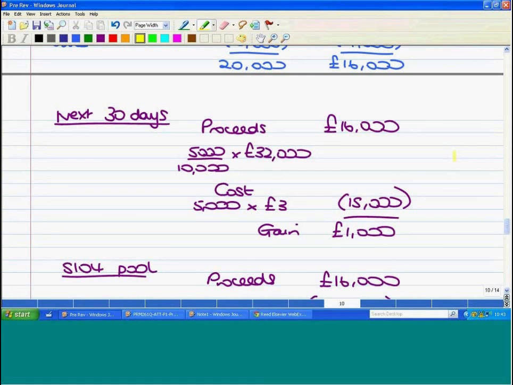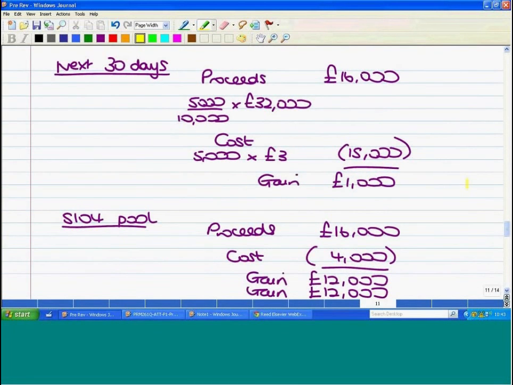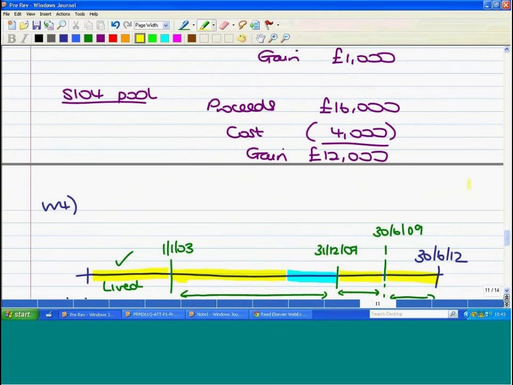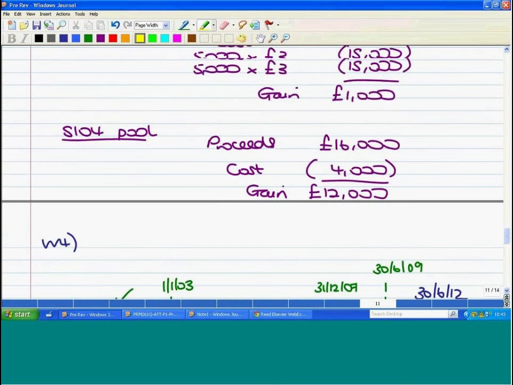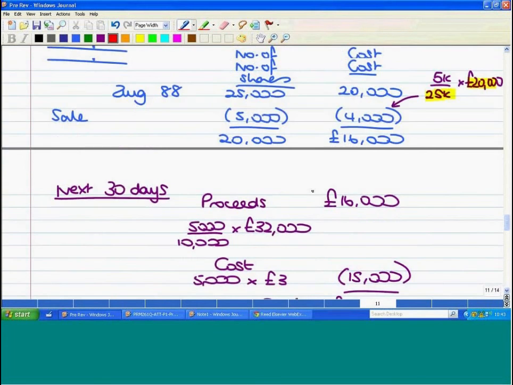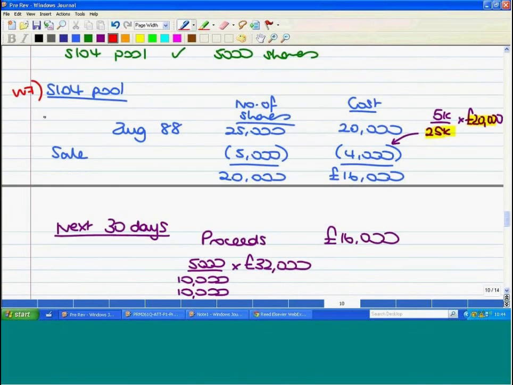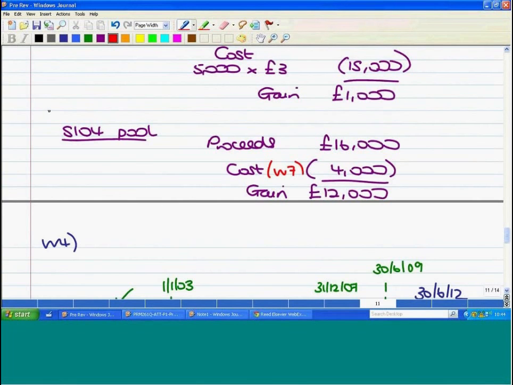So that's my first disposal, proceeds less the cost. Now the Section 104 pool gain: again, the same amount of proceeds because I was disposing of 5,000 from the next 30 days, 5,000 from the pool. And I've done the hard work because I've already calculated that 4,000. So what I perhaps would do in the exam is put a little note as to where I got this from. It might be on working number 7. So I go back, that would then be my working 7, and then they can see exactly where that 4,000 came from.